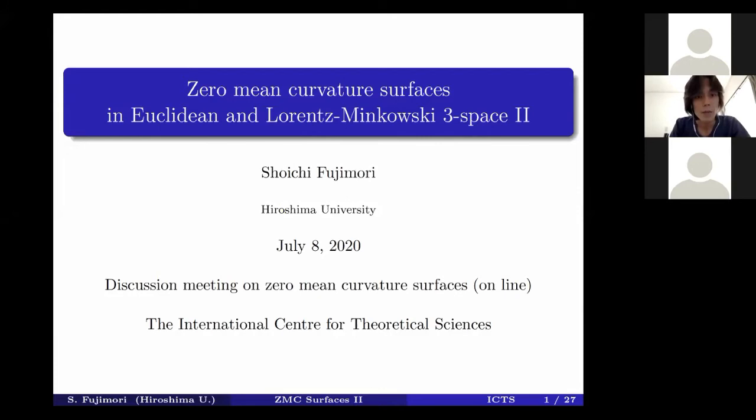Okay, so today I'm going to talk about maximal surfaces in Lorentz-Minkowski three-space.